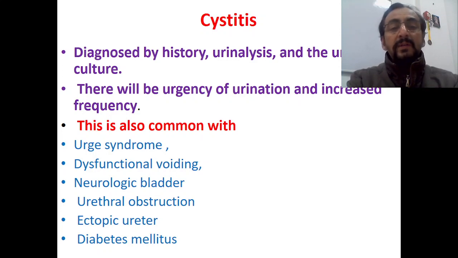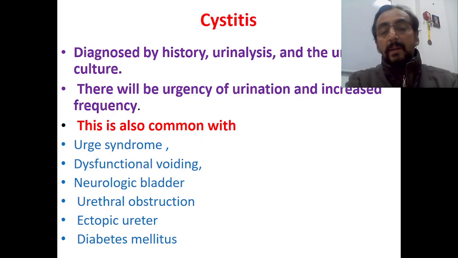This is also common with urge syndrome, dysfunctional voiding, neurological bladder, urethral obstruction, ectopic ureter, and diabetes mellitus-like conditions. Also you find urgency of urination will be there. So there is too much urgency. Because of urgency, the child is not able to reach the bathroom and the child will wet the napkins. The same urgency will also be seen in these conditions, like urge syndrome, dysfunctional voiding, neurological bladder, urethral obstruction, ectopic ureter, diabetes mellitus, etc.